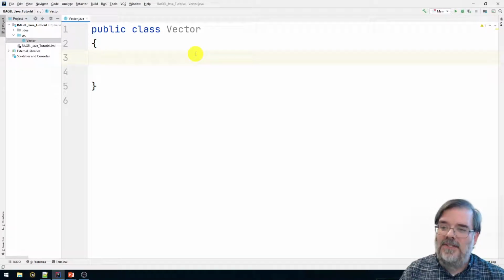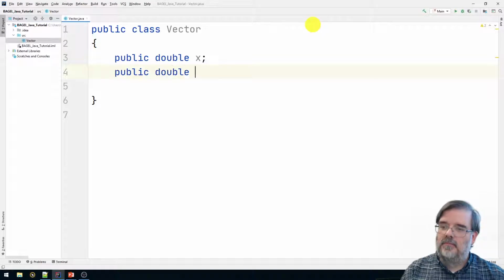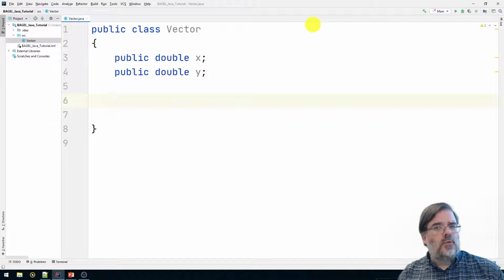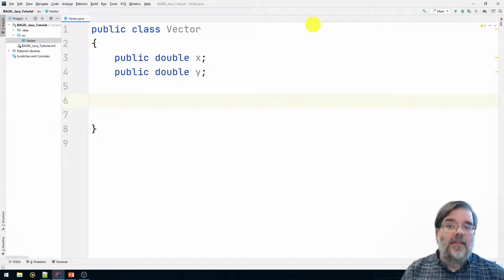It's got two pieces of information that we need. It's going to store a double x and a double named y. There's going to be two constructors we mentioned, one that initializes the vector to 0, 0, and the other allows you to submit the initial values.